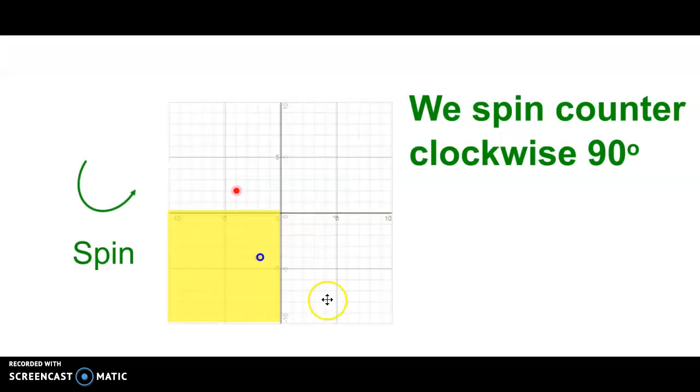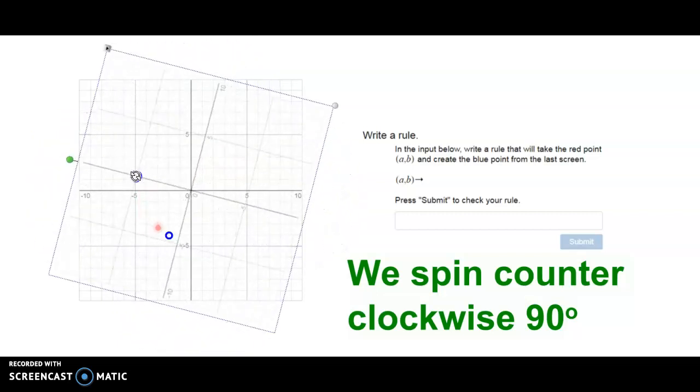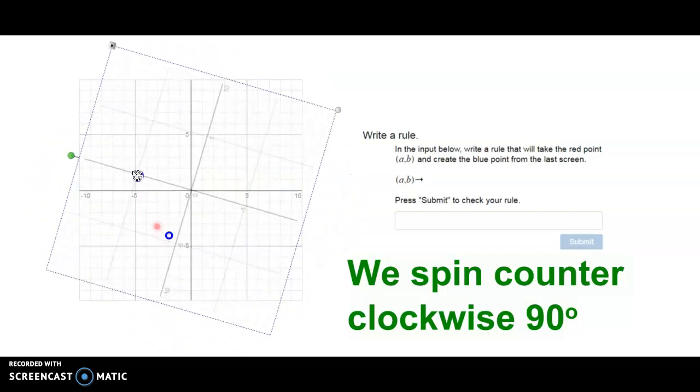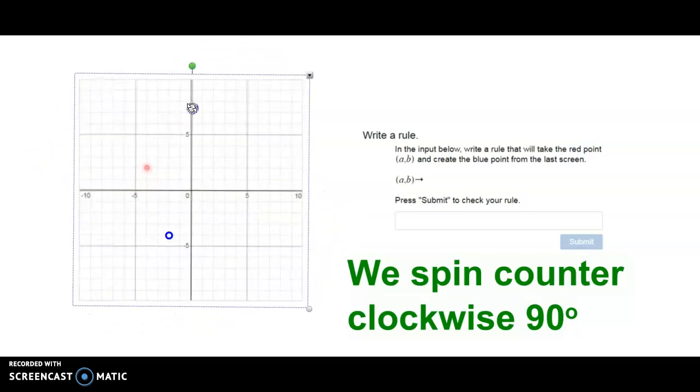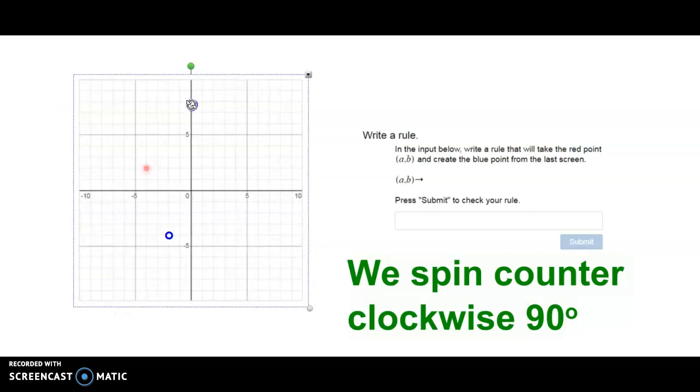To do that, we're going to play around with this in a different way. Go to another slide here. And what we're going to see happen, I have to actually look at the coordinates. So if my blue dot were here, I'm going to actually spin my paper to see where my red dot is. Look, there it is, a 90-degree turn. Our rule is going to be that we spin counterclockwise 90 degrees.